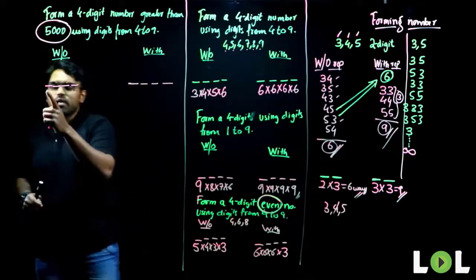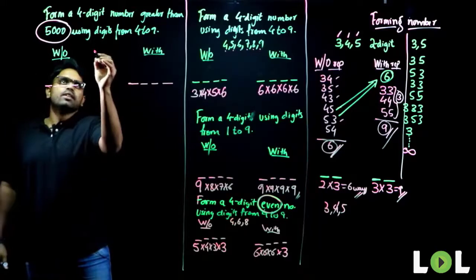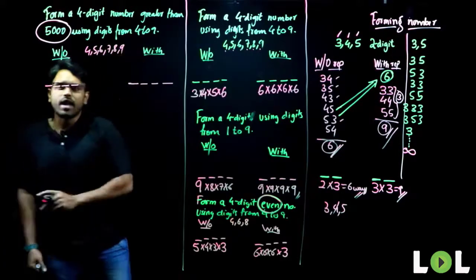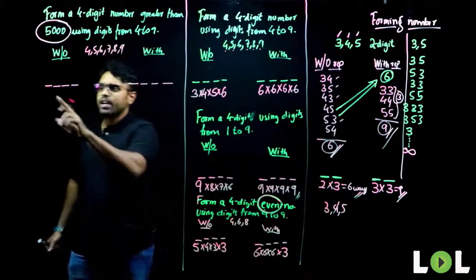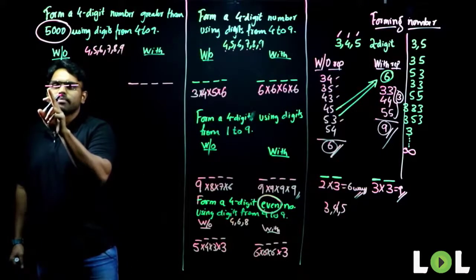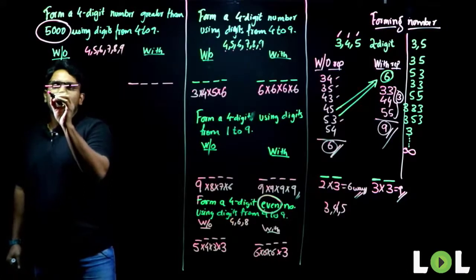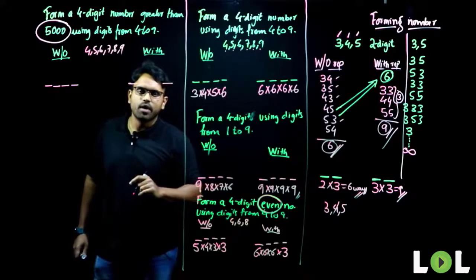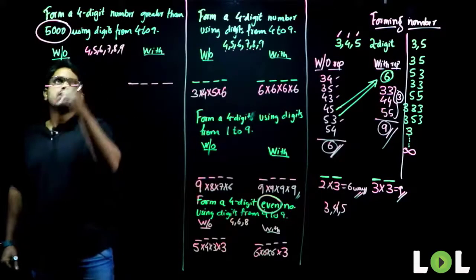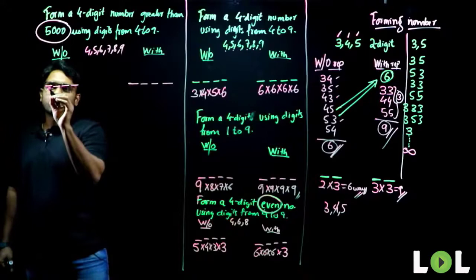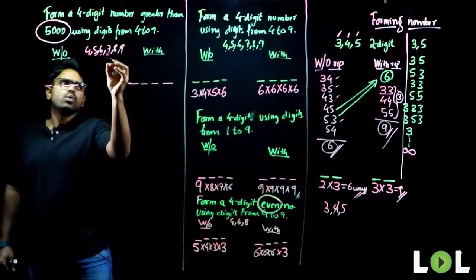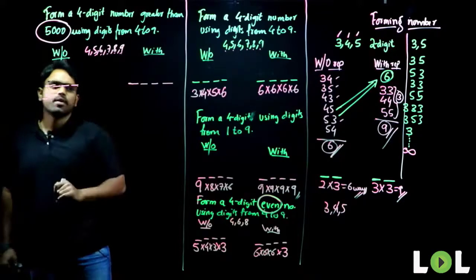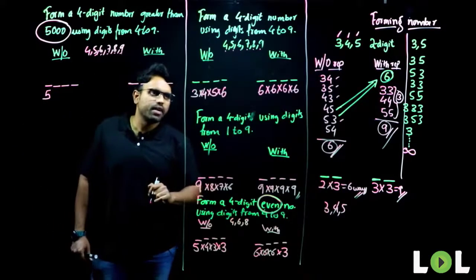Now, if I start from the thousands place, what are the numbers? 4 to 9. 4, 5, 6, 7, 8 and 9. For any number to be greater than 5,000, it should have 5 or a number greater than 5 in the thousands place. So how many different ways can I fill it? 1, 2, 3, 4 or a 5. So I can fill it in 5 different ways.